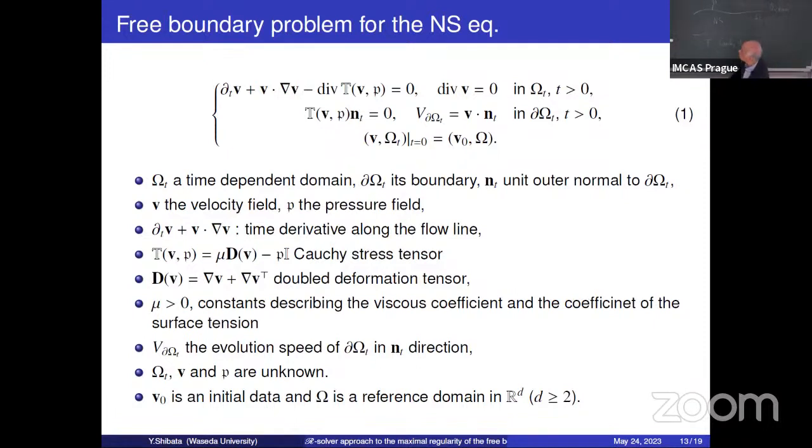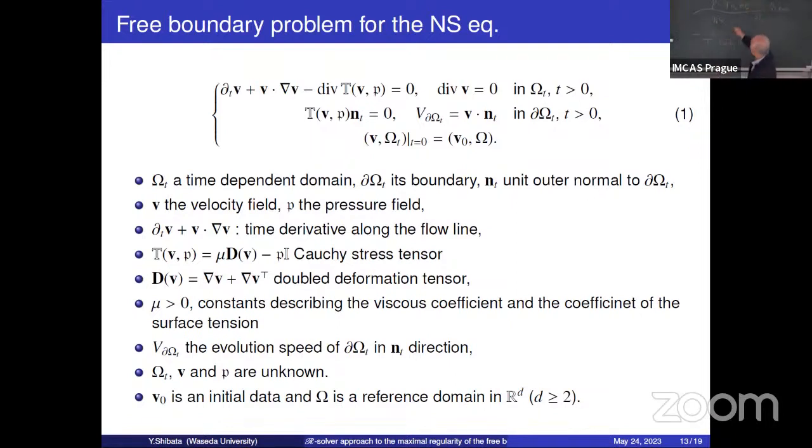I already gave you some assumptions. Then, the Cauchy stress tensor is here, but it is the normal component of the Cauchy stress tensor on the boundary, Tn. Usually some surface tension comes in, because if you look at water, you have surface tension. But now, for simplicity, it's 0.